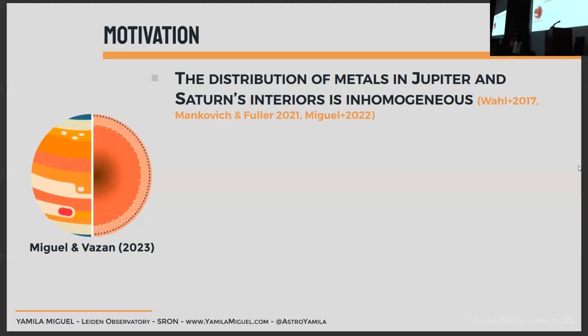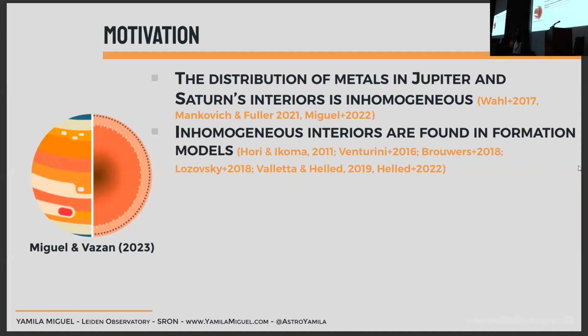So we really need to think about this as well when we are interpreting results from atmospheric measurements. Now, we are not getting this information only for the giants in the solar system, but also some interior and formation models for giant exoplanets are finding these inhomogeneous structures naturally from the formation process itself. So then we have to really start thinking about what happens when we don't have fully convective envelopes anymore.